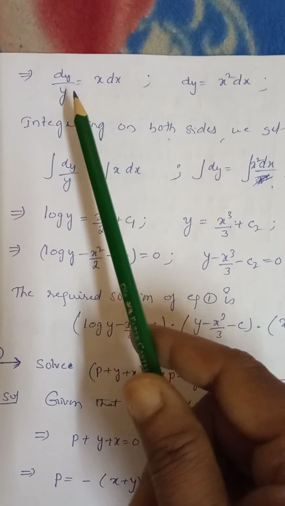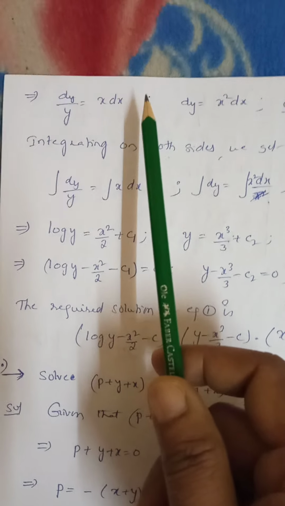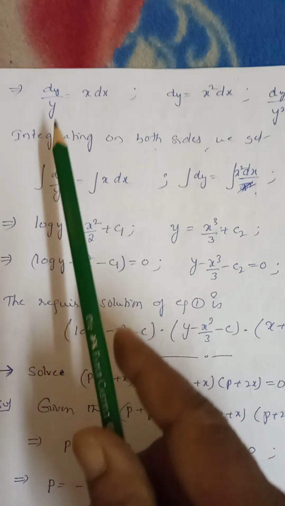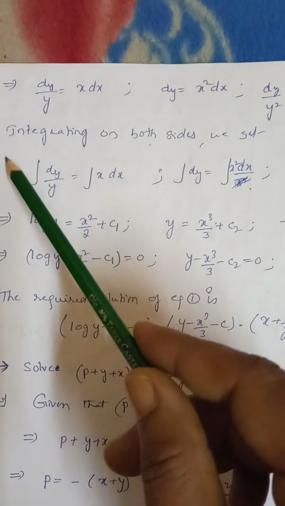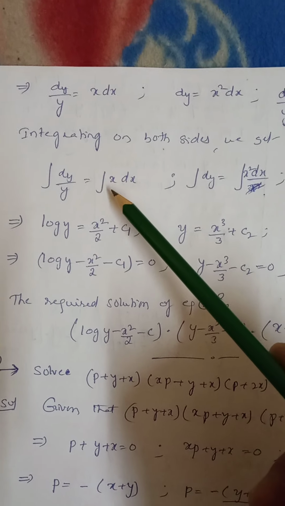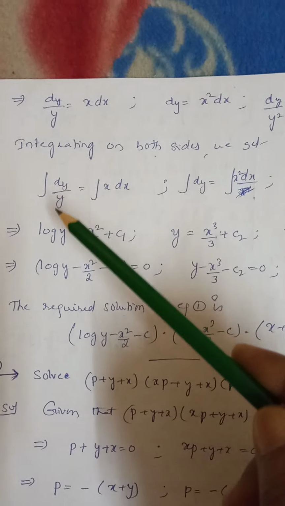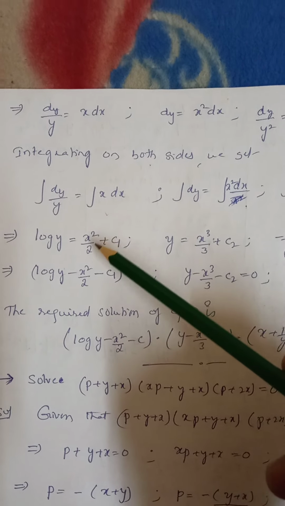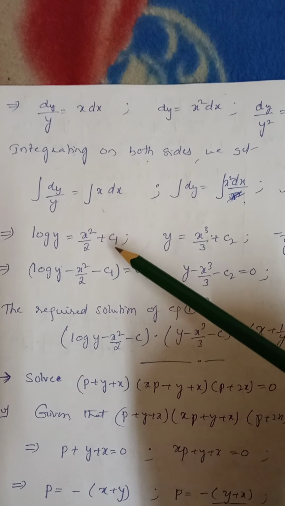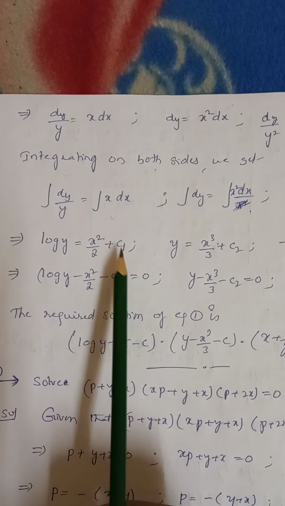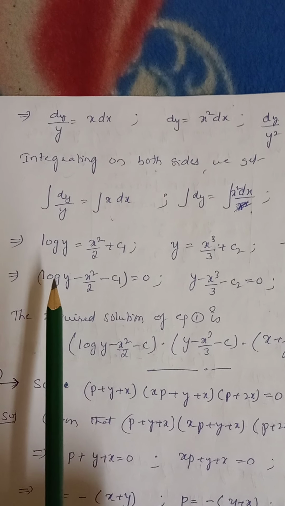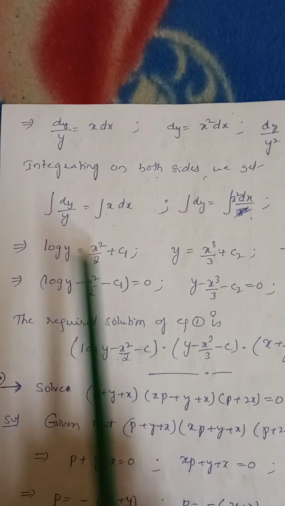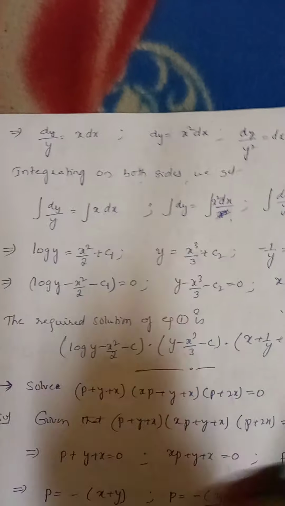By variable separable, we are transferring y to the left side and x to the right side. dy by y is equal to x dx, integrating on both sides. Integration of dy by y is equal to integration of x dx. Integration of 1 by y dy is log y, and integration of x is x square by 2, plus some integration constant c1. Now we are transporting all the terms to the left hand side: log y minus x square by 2 minus c1 is equal to 0. We got the solution of the first factor.